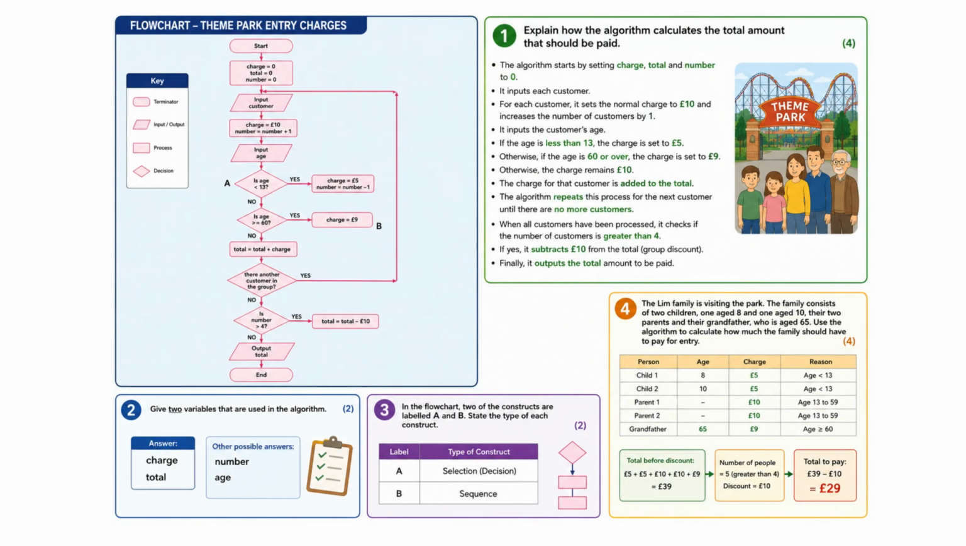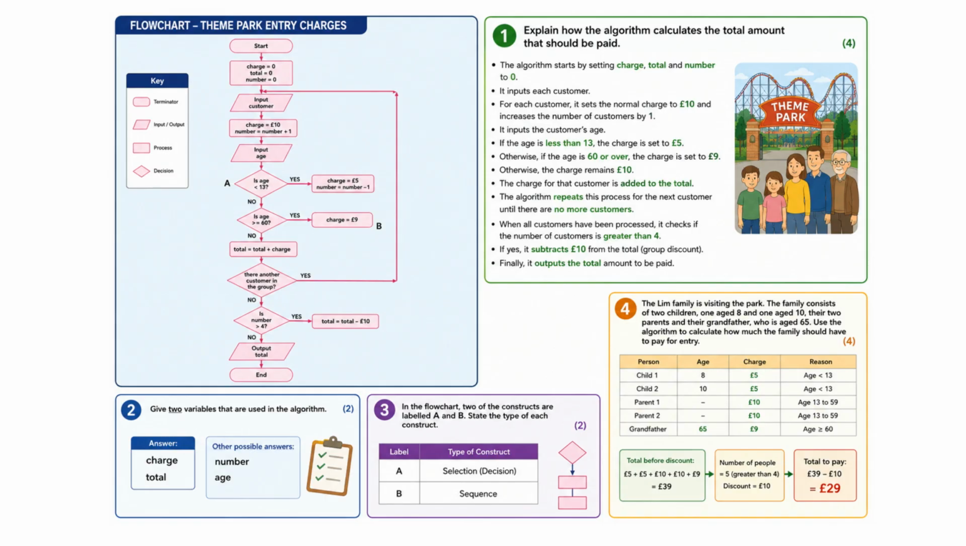After deciding the correct ticket price, the algorithm adds the value of charge into the total variable. The variable number is also increased by 1 to keep track of how many customers have been processed. The algorithm then checks whether there is another customer in the group. If there is, the process repeats.